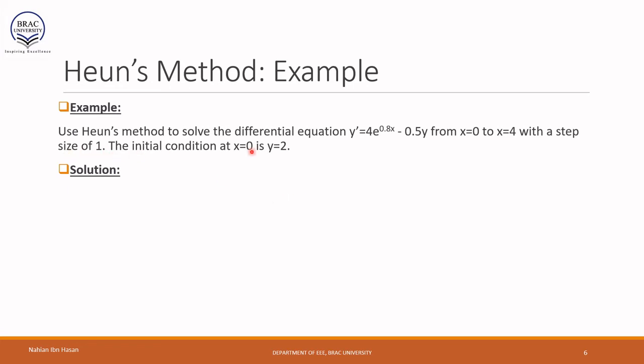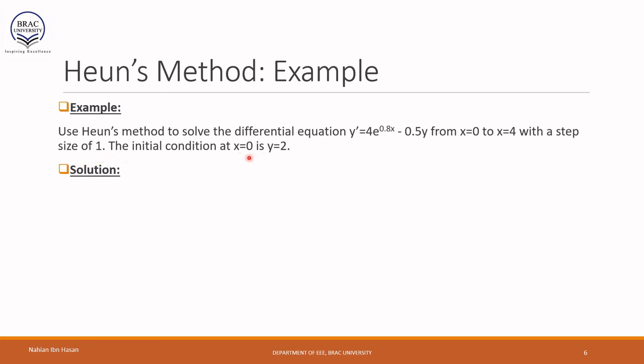Now let's look at an example here. We are given a simple differential equation. This is a first order differential equation, which is y prime equal to 4 e to the power 0.8 x minus 0.5 y. So this is the main ordinary differential equation, and the data ranges from x equal to 0 to x equal to 4, and we have the step size to be 1.